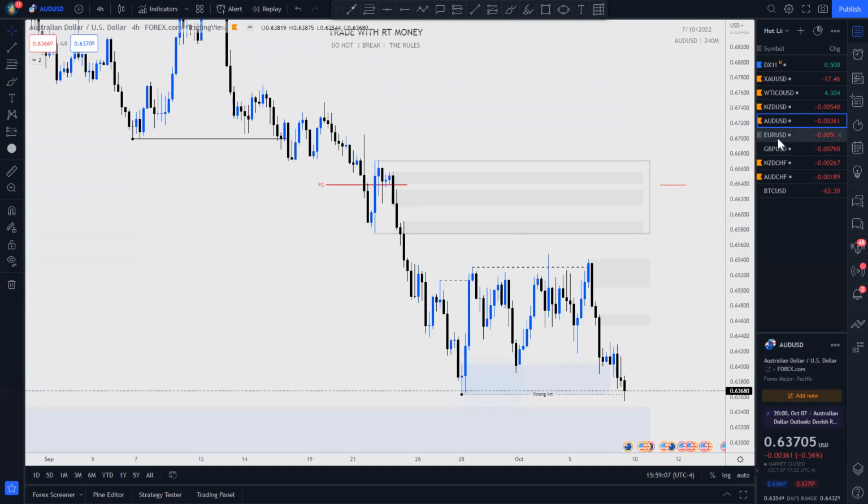The next one will be NZD Swiss. After that, I'll do Aussie Swiss, and then I'll do Euro and Pound. And then I'll get the Bitcoin.